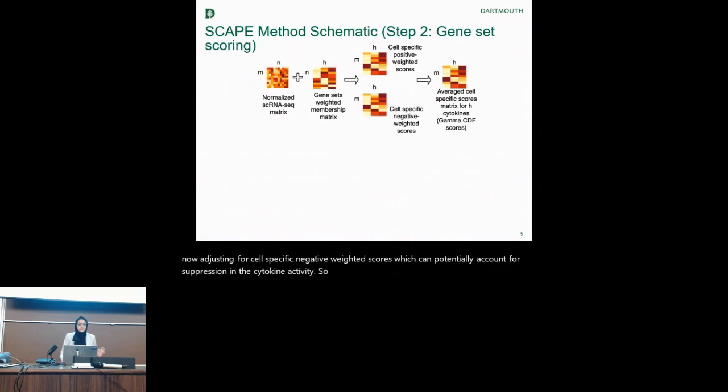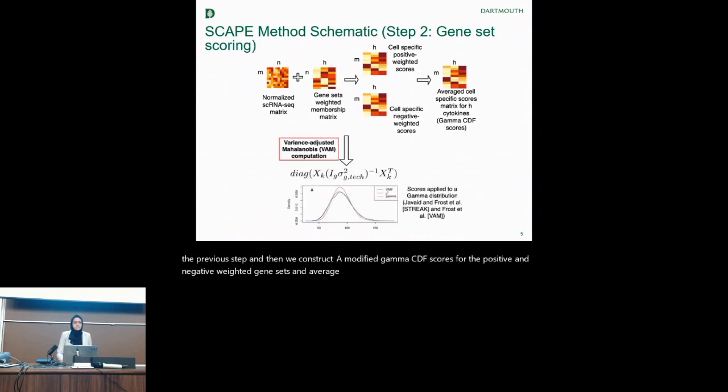As the input to the matrices, we take a normalized single-cell RNA sequencing matrix, and we take the gene sets weighted membership matrix, which comes from the previous step, and then we construct modified gamma CDF scores for the positive and negative weighted gene sets and average those. And this is utilizing, again, a modification of the VAM method, which was recently published. You can read more about it in our STREAK method and also in our VAM procedures.